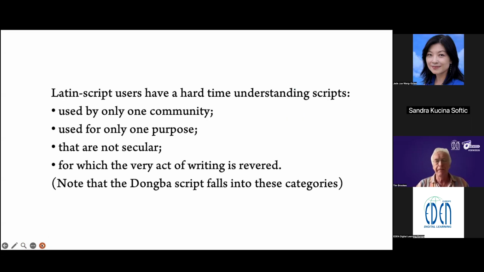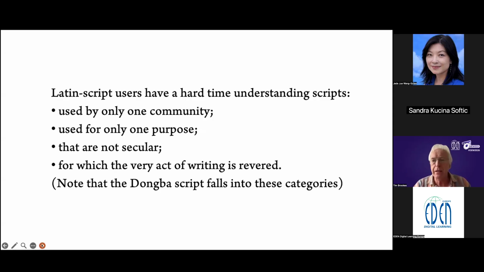More importantly, we as Latin script users, and I apologize to anybody here whose first script is not a Latin script, but those of us who use Latin scripts have a hard time understanding scripts that are used by only one community, because we're so used to these letters of ours that are used by 3/4 of the world. Scripts that are used for only one purpose. There's a script in Indonesia that is only used to write poems that are recited during circumcision ceremonies. And to us, that just seems strange.